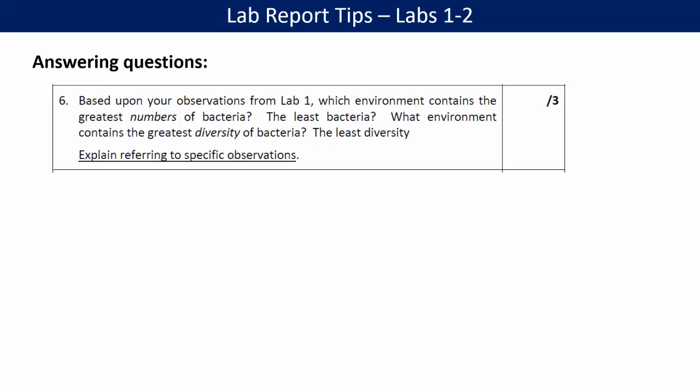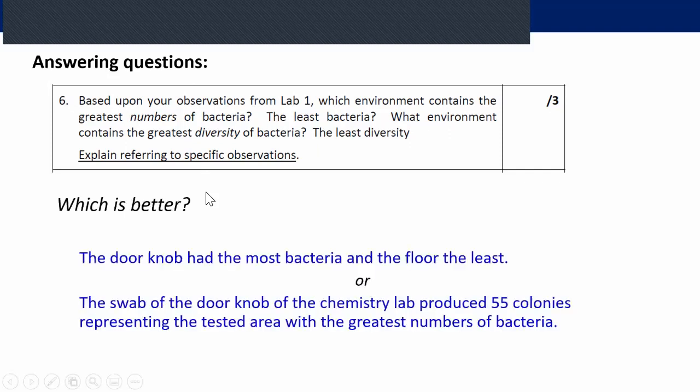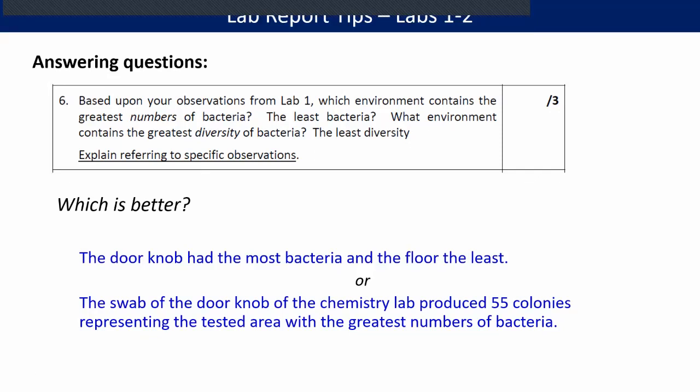I want you to be thorough, use good scientific language, be specific, be quantitative, all those things that make good scientific observations. I have a couple of examples here, or at least a start of an example. I may have the same example in the lab video I sent you on Thursday. Here are a couple of sample answers. Which is better? The doorknob had the most bacteria and the floor the least. Or the second one: the swab of the doorknob of the chemistry lab produced 55 colonies, representing the tested area with the greatest number of bacteria. I would say the second one is better, and it doesn't mention the floor, but that would probably be another sentence.